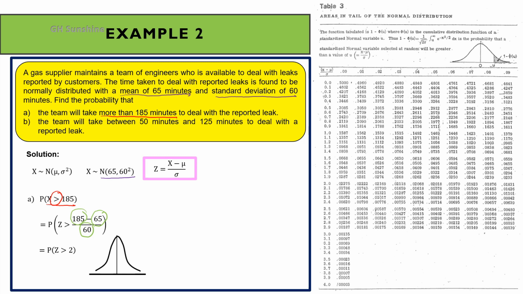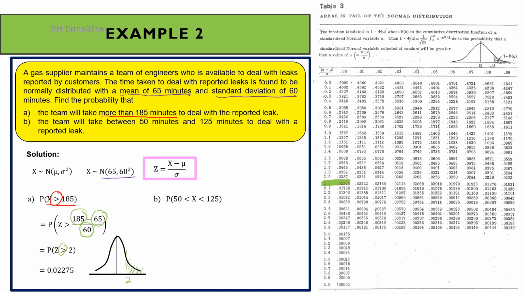So where is the shaded region? The shaded region is at the positive value, here is number 2, and the symbol here is more than. Therefore, it is to the right. So directly from the table, where is 2.00? Here. So for 2.0, the final answer is 0.02275.